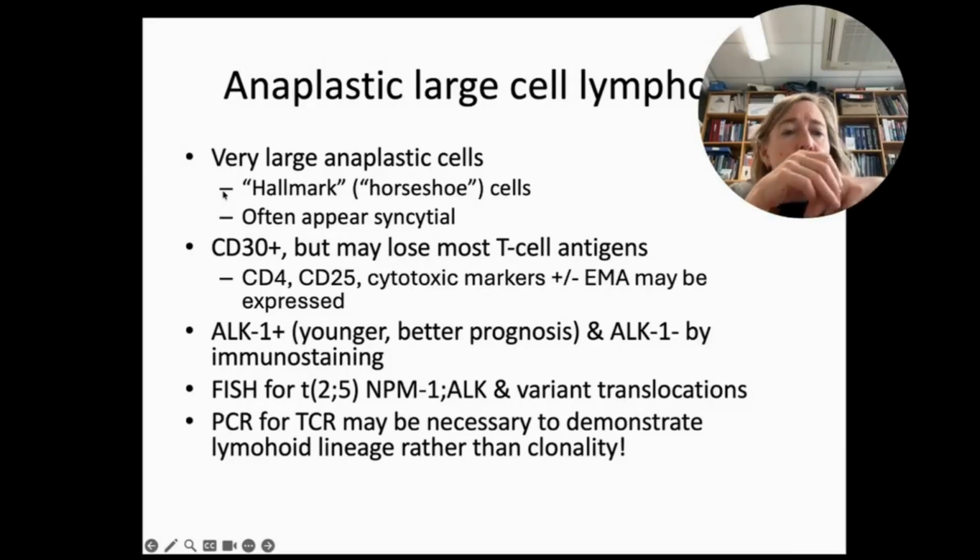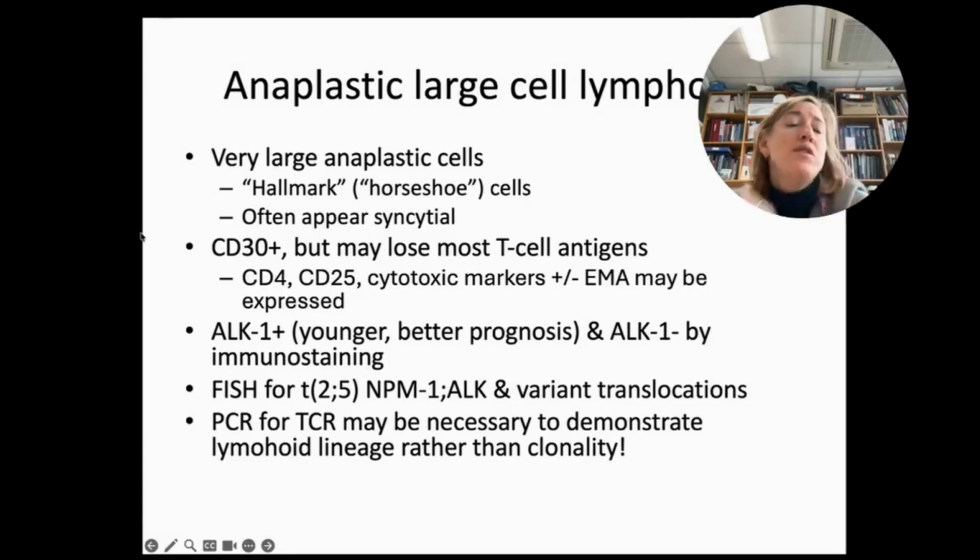In general, they're CD30 positive, but they may not have any other T-cell antigens remaining, which can make it really difficult to diagnose them. Some of them, however, have CD4, and quite a lot of them have CD25, and possibly cytotoxic markers, and EMA sometimes.